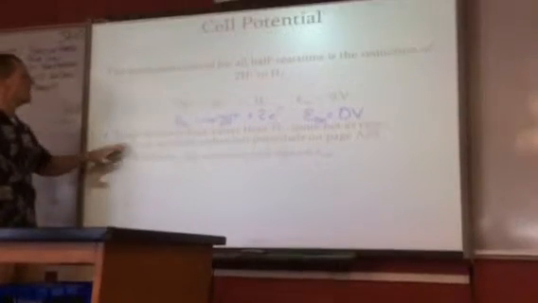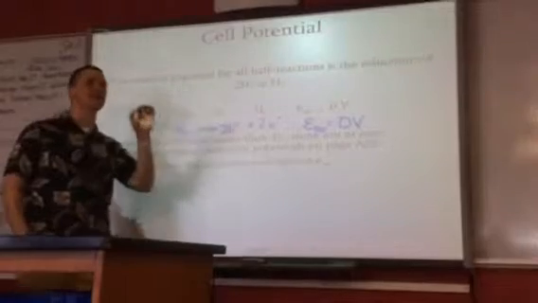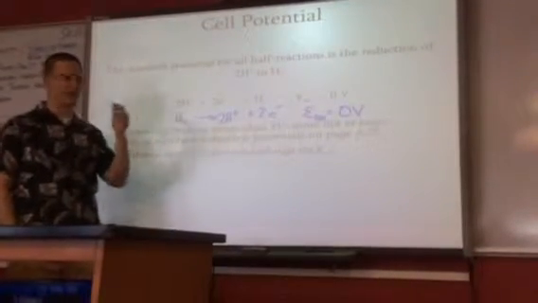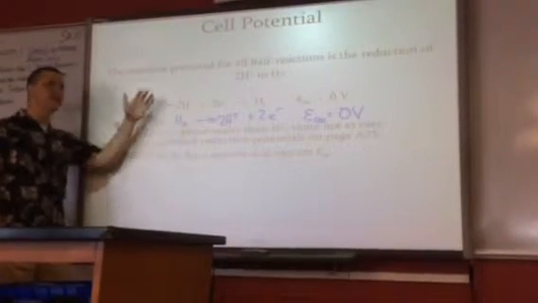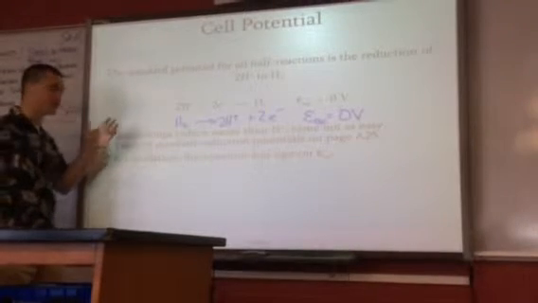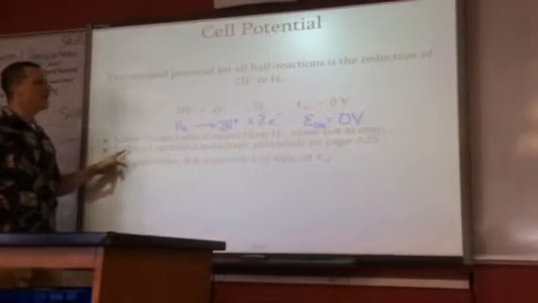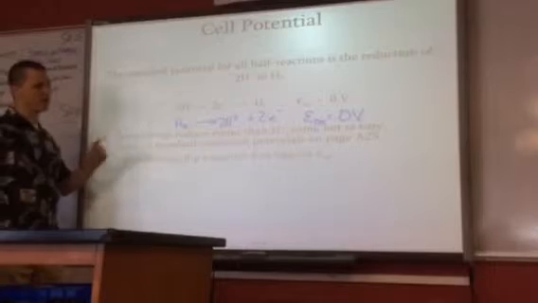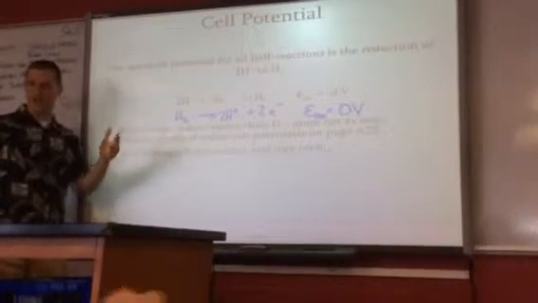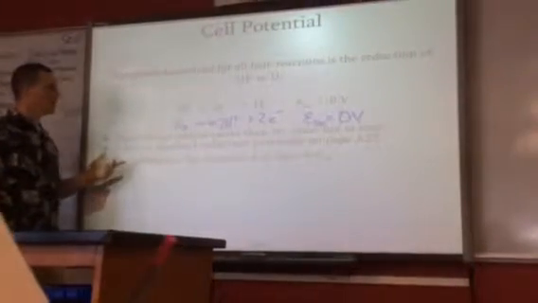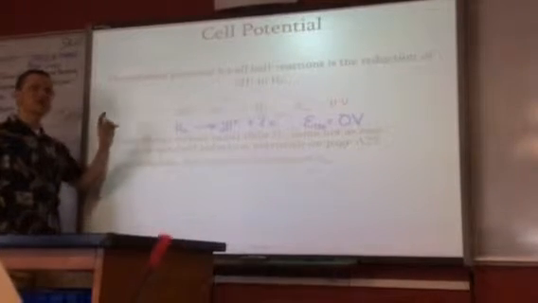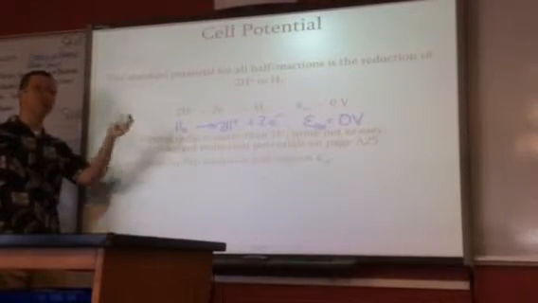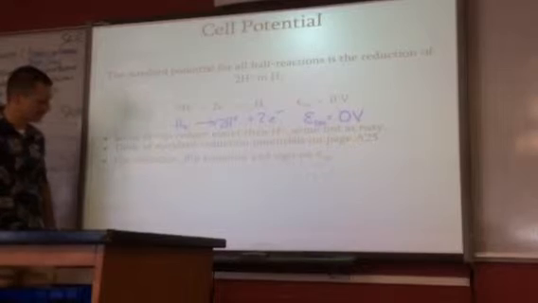So like I was showing you on the table, some things reduce better than hydrogen, some things not as well. Things that are more positive reduce better. They're more reactive. The table I was just showing you is on page A25, right after Ksp. If you need an oxidation, take the reduction reaction, flip it around, and change the sign on the potential.